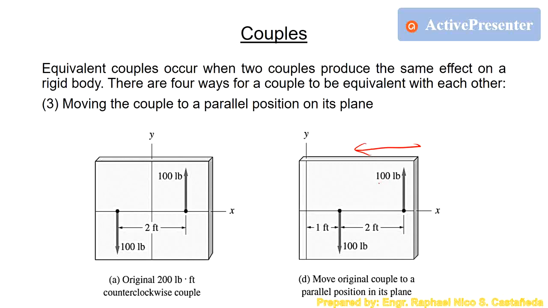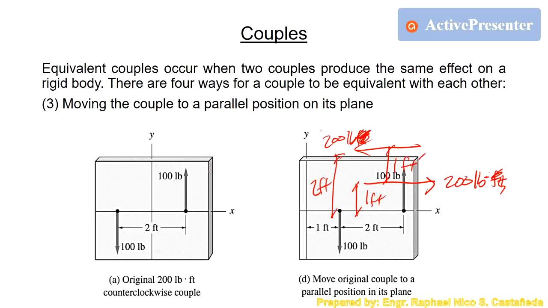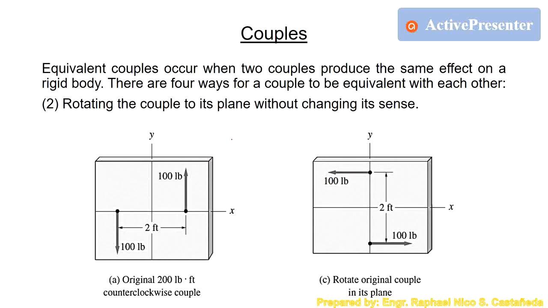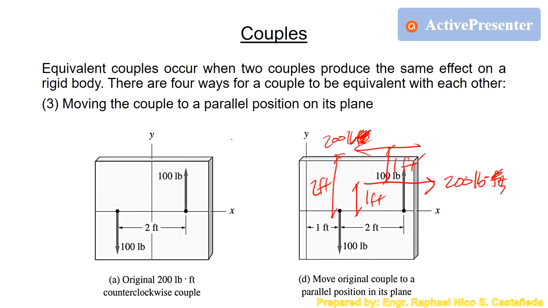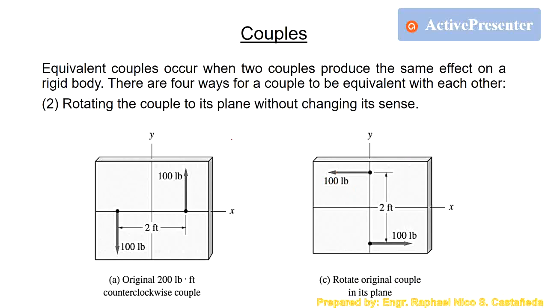If we change this to 200 pound-foot, then we have 200 pounds, 200 pounds, 1 foot apart. Then if we put this distance here as 1 foot, this one here is obviously 2 feet. Applying rule number 1, rule number 2, and rule number 3 at the same time, because rule number 2 is changing the sense of the forces, from upward and downward to left and right.